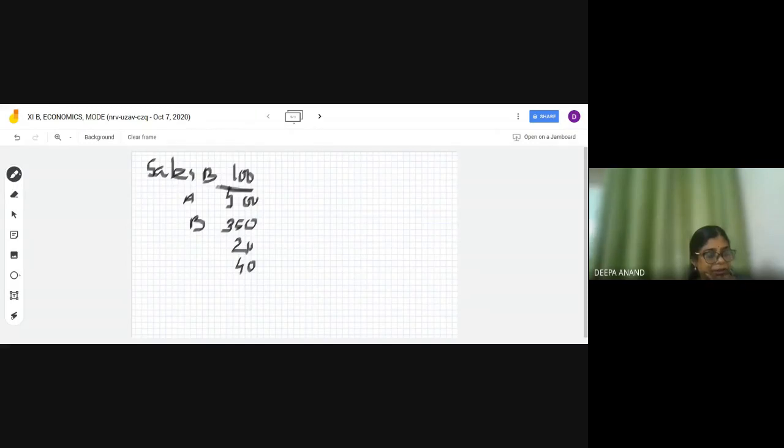Purchase by firm A, 320. Indirect tax paid by both the firms, 75. Consumption of fixed capital, 120. Sales by firm A to B, 200. Very good question.